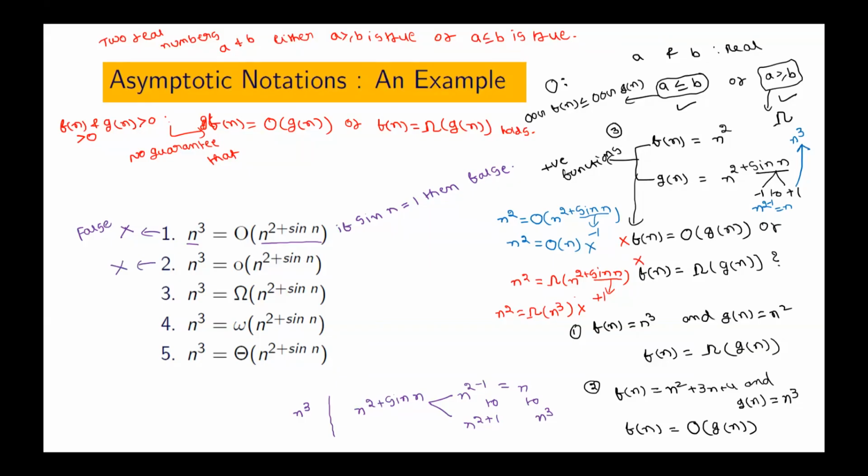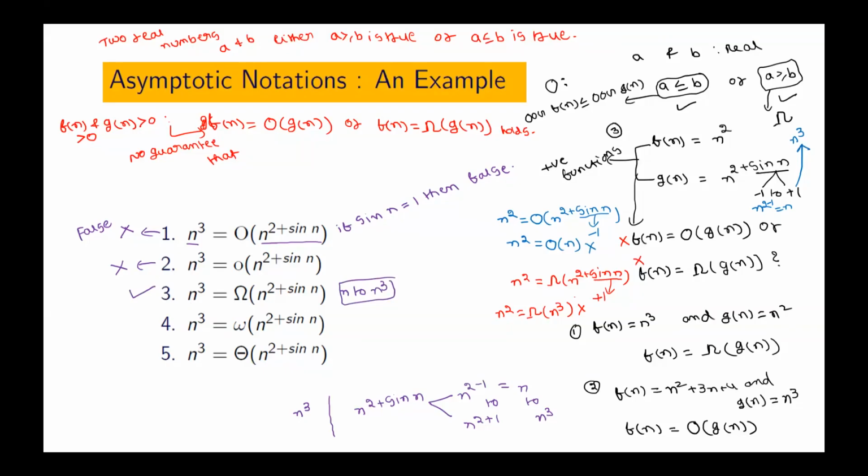What about the third one? Is it true or false? It is true, because it can go from n to n cube. Whatever value we get here, definitely it is going to be true. Why? Because big omega means this side should be more. This is more, this is less. Hence, is it true or false? It is true.